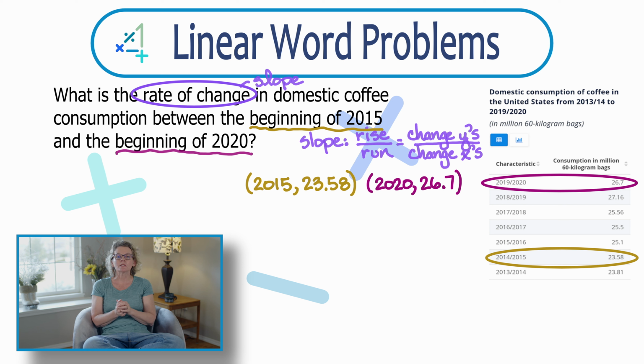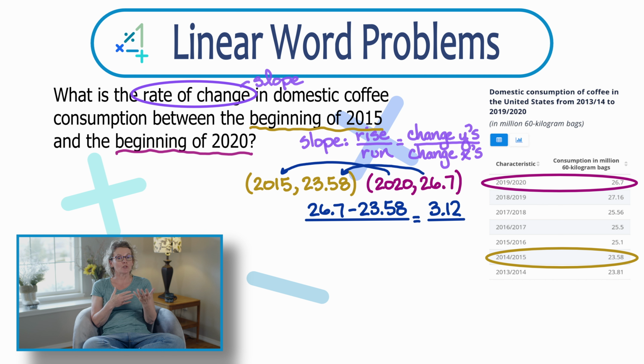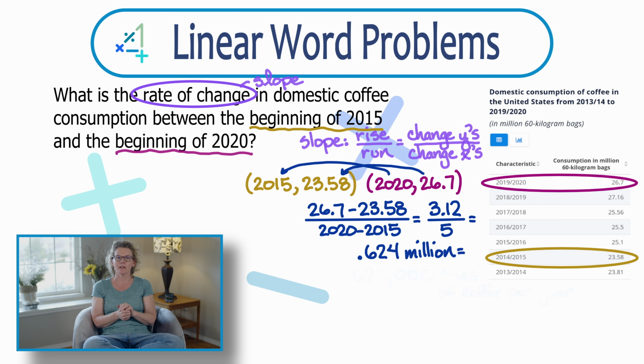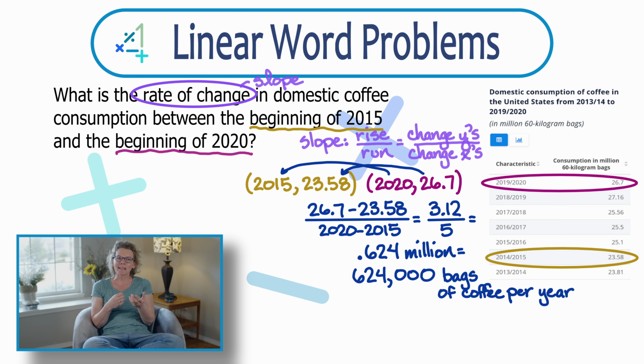Now we just use the slope formula, do math, and give units. 26.7 minus 23.58 on the top, for an answer of 3.12. And then 2020 minus 2015 on the bottom, for an answer of 5. 3.12 divided by 5 indicates an increase of 0.624 million 60 kilogram bags of coffee per year. If we had a negative slope, it would mean that the coffee consumption was going down.